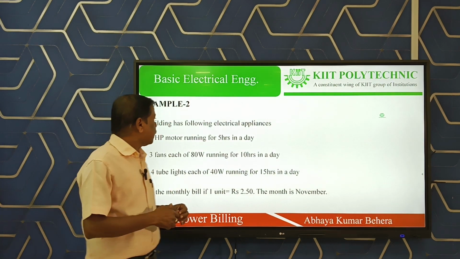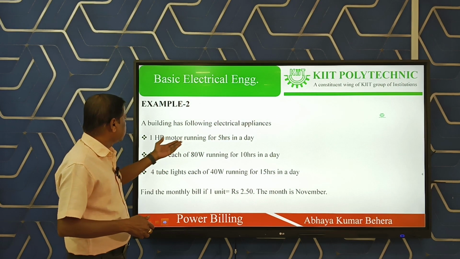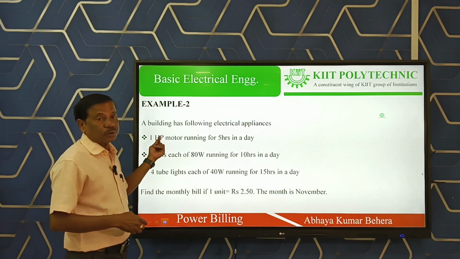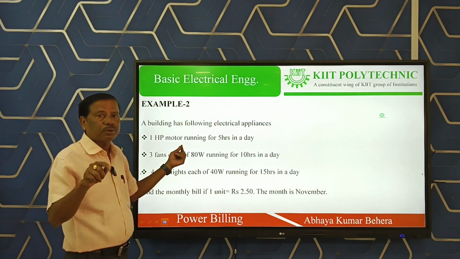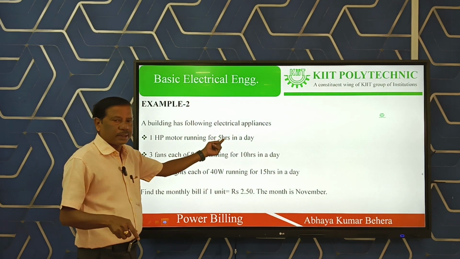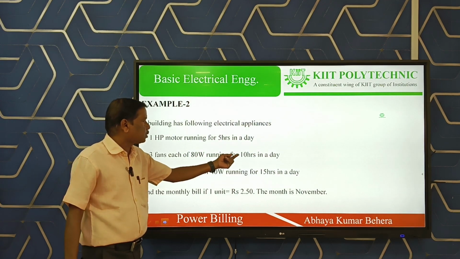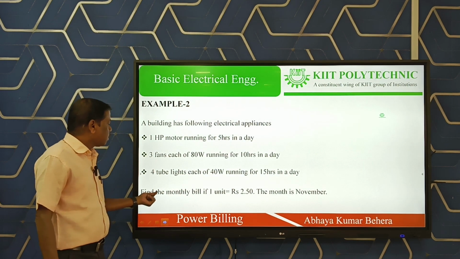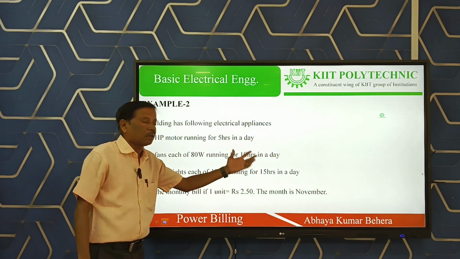And next example: a building has the following electrical appliances: 1 HP motor running for 5 hours. Here we have a 1 HP motor, that is 1 horsepower, so we have to convert horsepower to watt. 1 horsepower is equal to 746 watts. So 746 watts for 5 hours in a day. Then 3 fans of 80 watt, as solved in previous problems, 10 hours per day, and 4 tube lights of 40 watt running. Find the monthly billing if one unit is 2 rupees 50 paisa for the month of November.